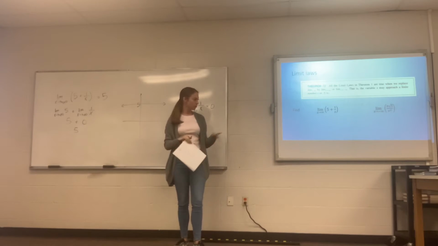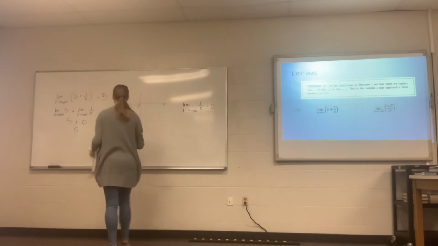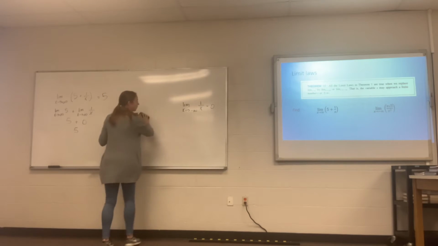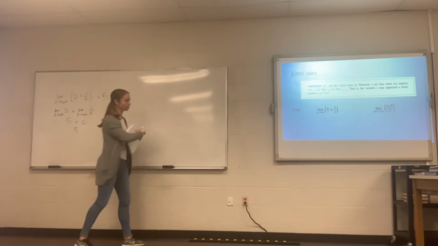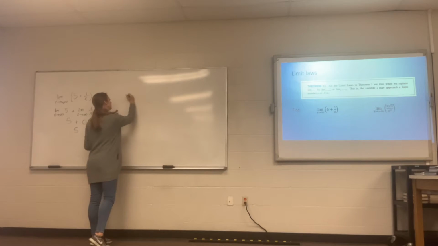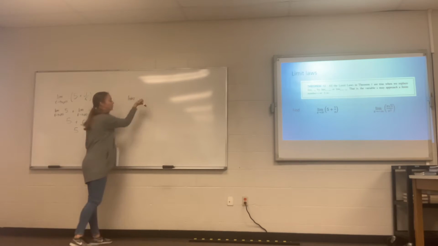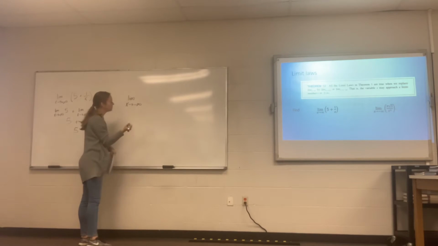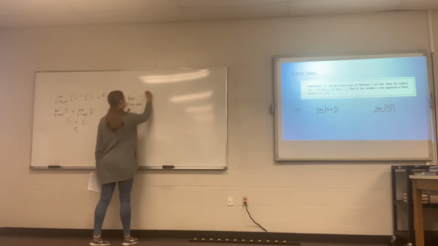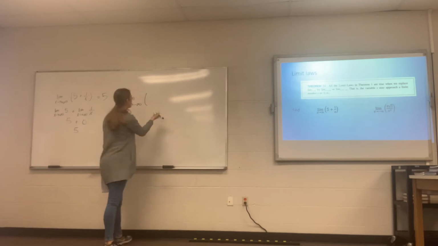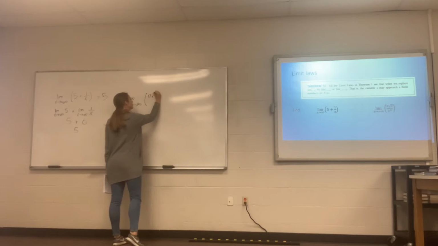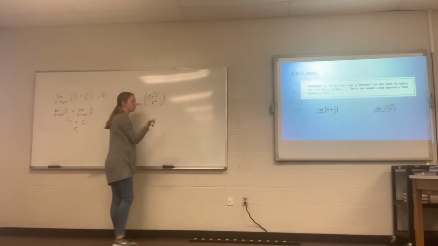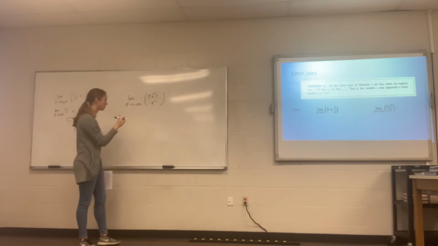Okay, so the second example, this one is the limit as x approaches negative infinity. And we don't calculate any differently when we're approaching negative infinity versus positive infinity. So the limit as x approaches negative infinity of pi square root of 3 over x squared. Okay, so let's go ahead and split this up so it's a little more simple.